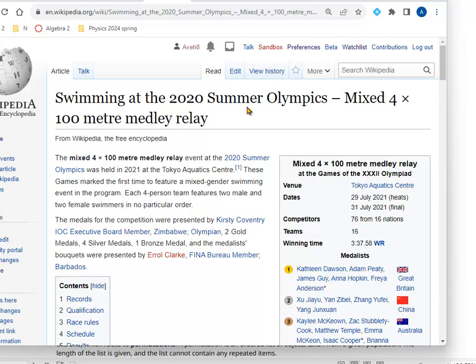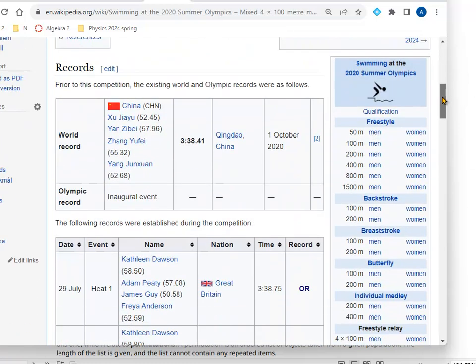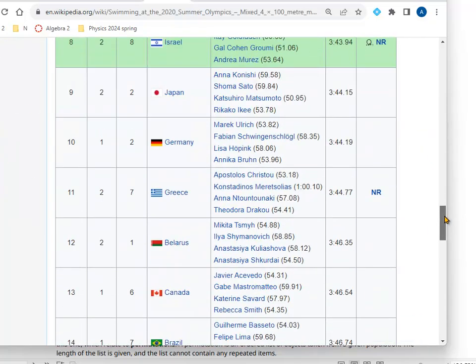So this is from the 2020 Summer Olympics in Tokyo, which was actually because of the pandemic held in 2021. And I really like this mixed 4 times 100-meter medley relay. And the medley means they're swimming the backstroke, the breaststroke, the butterfly, and the freestyle. And for each team, there are 2 women and 2 men. So it has to be exactly those. And you can put them in any kind of arrangement that you want.